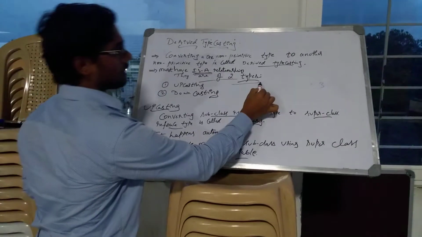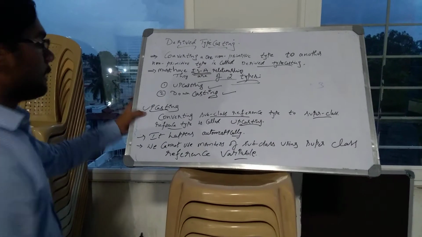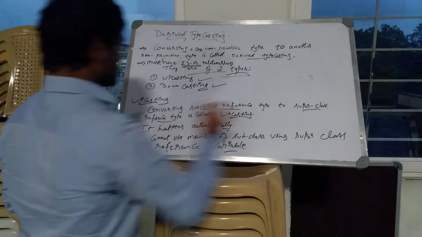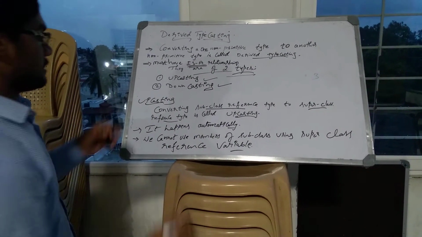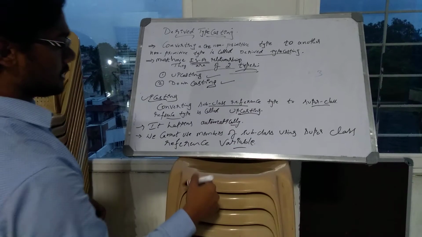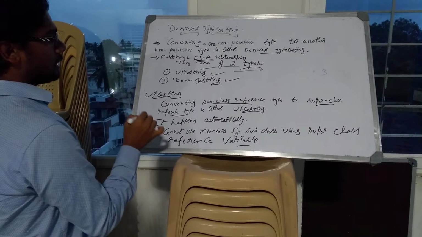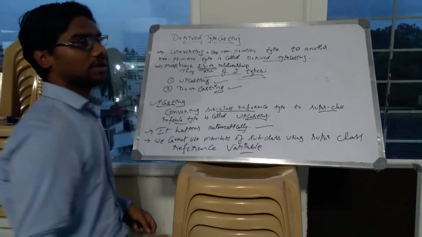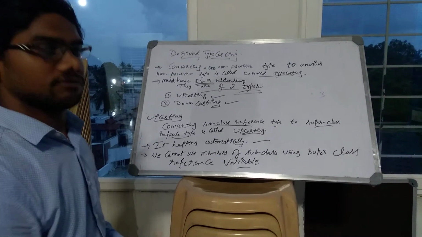There are two types of derived typecasting, upcasting and downcasting. Let's see them one by one. Upcasting: converting a subclass reference type to a superclass reference type is called upcasting. A point to be noted in upcasting is that it happens automatically. There is no need for any cast operator, which we use in the case of downcasting. We will be studying that later.